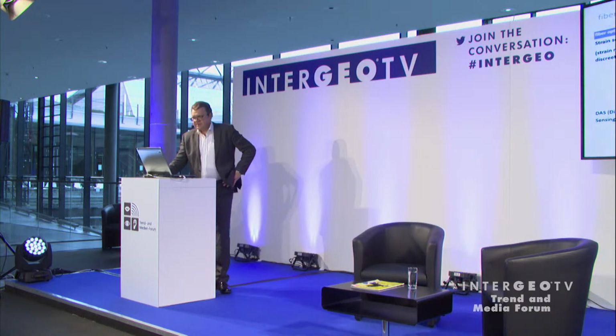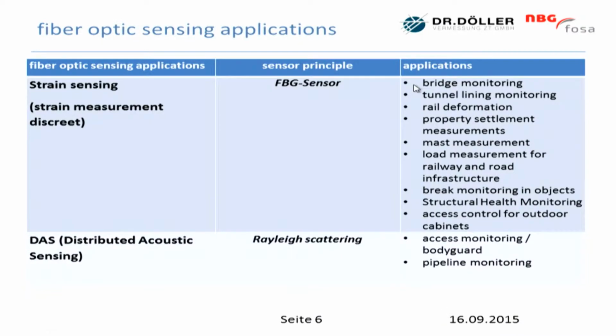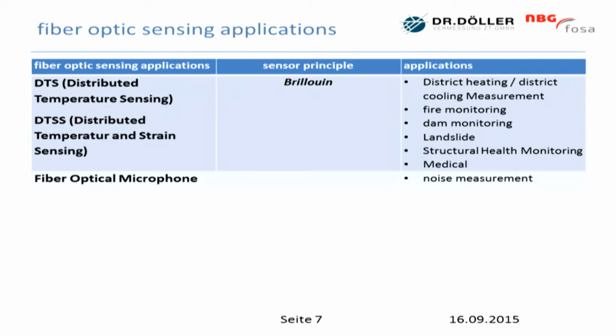You see different and various types of sensor applications which can be served with different measurement techniques. A wide area for FBG sensors, from bridge monitoring to structural health monitoring, and also a wide field for distributed acoustic sensing, from pipeline monitoring up to district heating, to fire monitoring, to dam and landslide monitoring. We will go into that in detail in my practical examples later on.